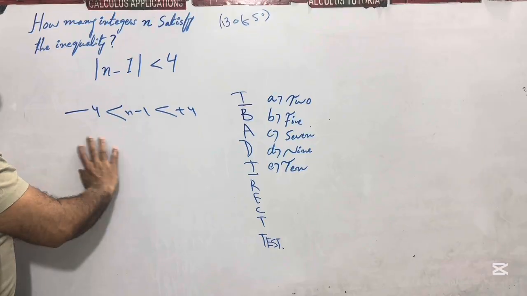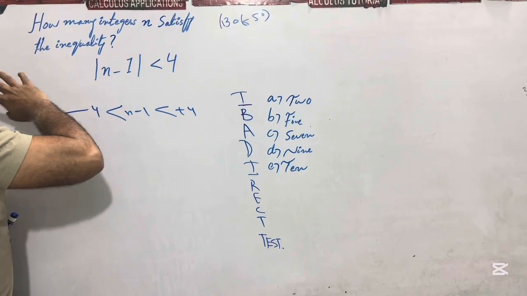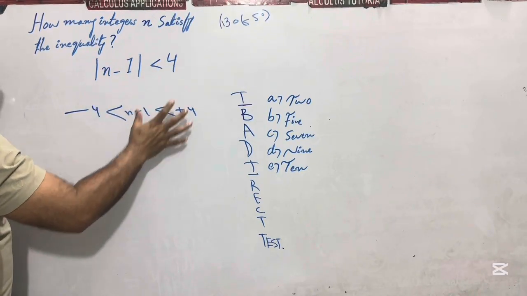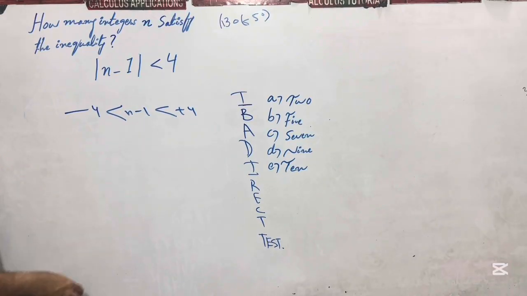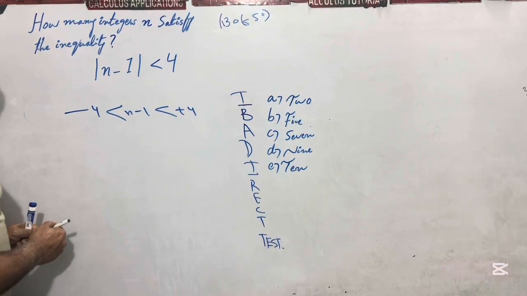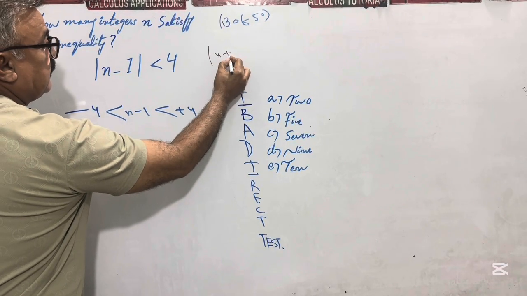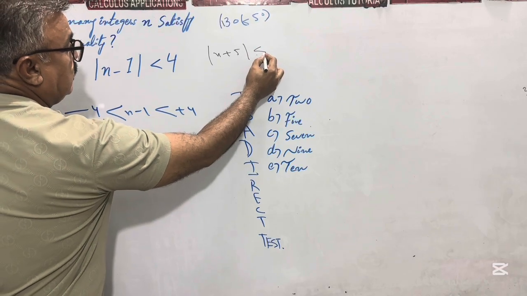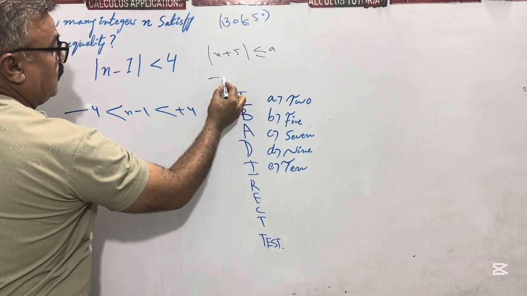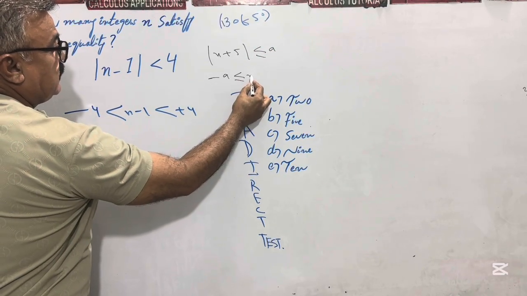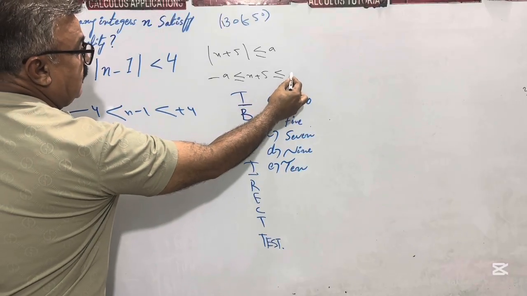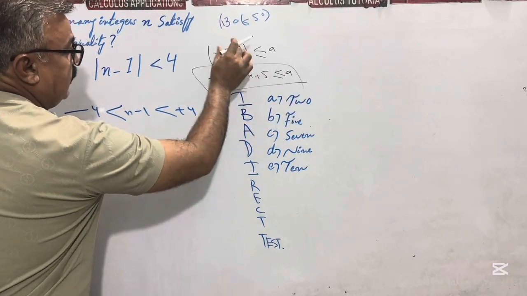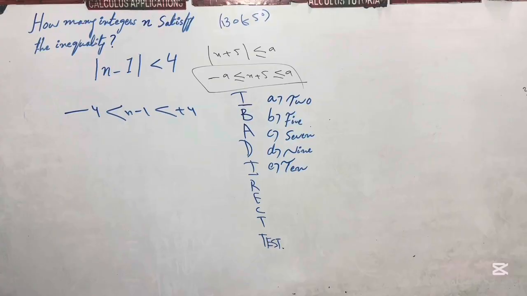That is the way to open an inequality having mod. Let me give you another example. Suppose we have mod x plus 5 less than or equal to a. So that is the formula: minus a is less than or equal to x plus 5, which is less than or equal to positive a. That is the way to open up an inequality having modulus.